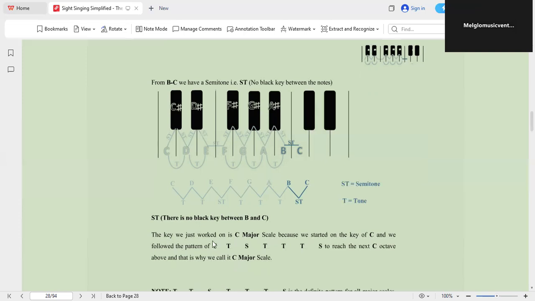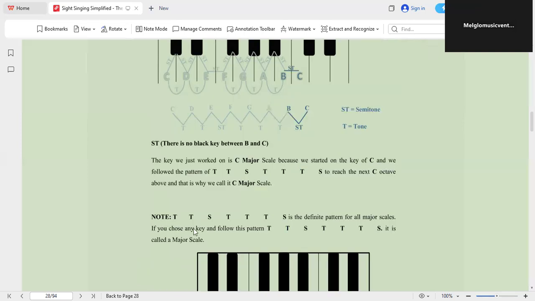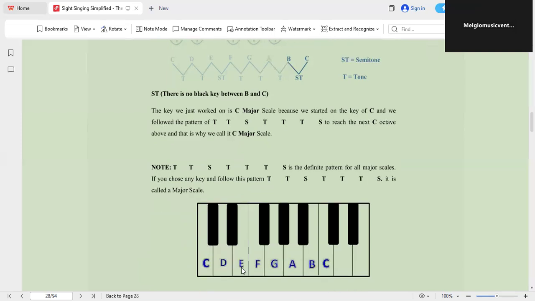The key we just worked on is C major scale because we started on the key of C and we followed the pattern of tone, tone, semitone, tone, tone, tone, semitone to reach the next C octave above. And that is why we call it C major scale. So note, tone, tone, semitone, tone, tone, tone, semitone is a definite pattern for all major scales. If you choose any key and follow this pattern, it is called a major key. So what we just worked on is C major scale.